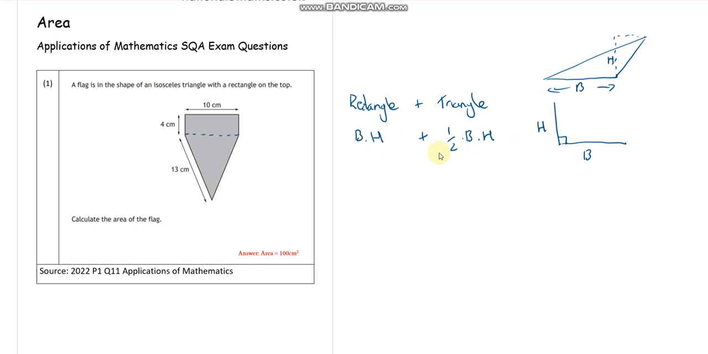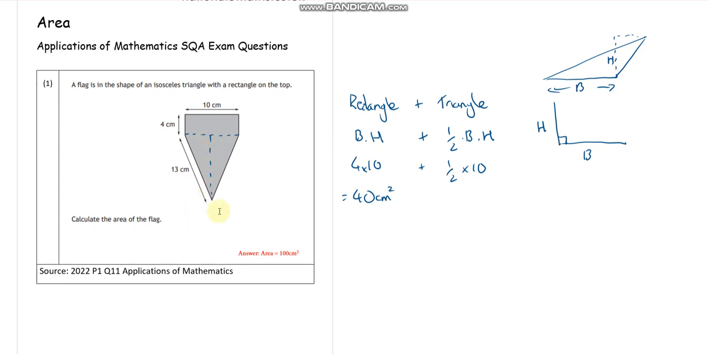So the rectangle is pretty straightforward. Just 4 times 10, and that's 40 square centimetres. And the triangle, we're thinking, okay, a half. My base is the same as this shape, so I've got 10. And the big mistake here is to say 13 is your height. That's not correct, is it? The height, as we just discussed, has to be at 90 degrees. So that is the height.